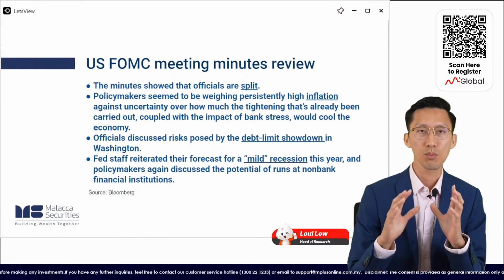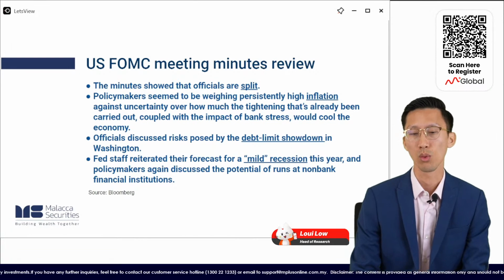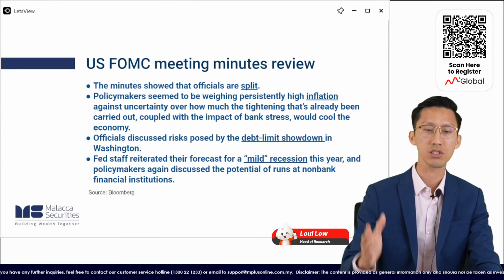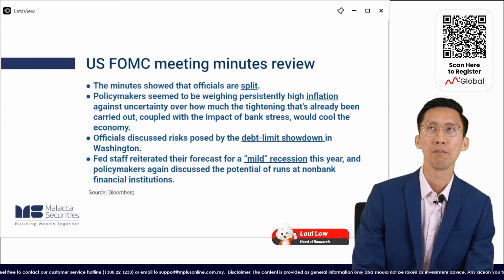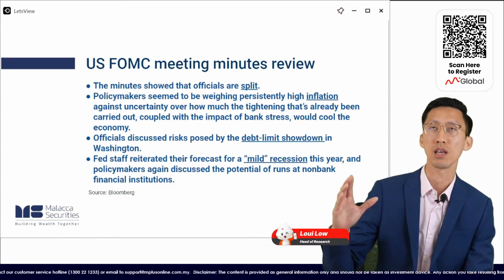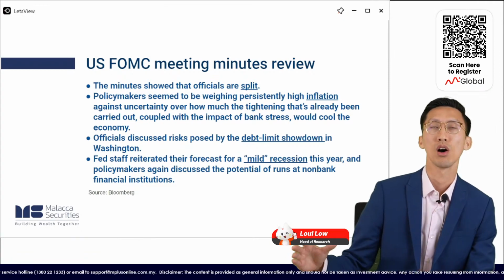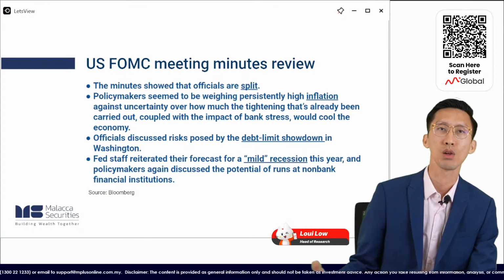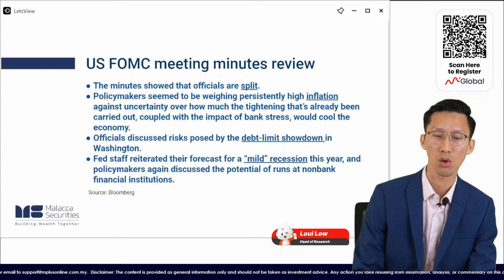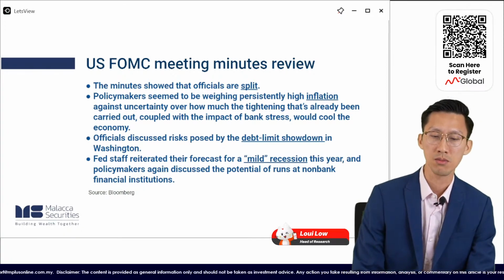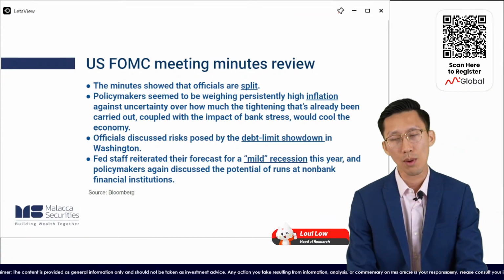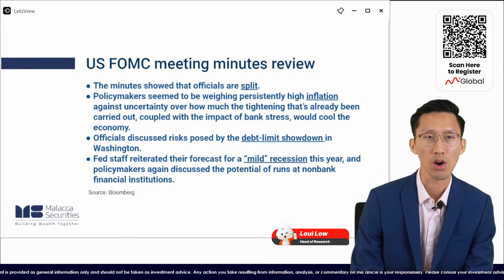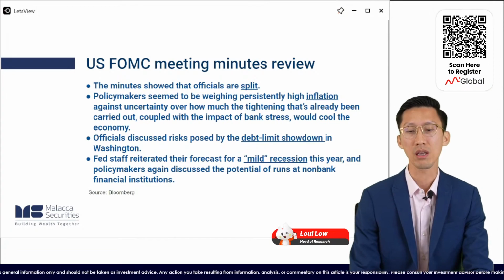So let me break it down for you based on what we can gather from Bloomberg. The minutes showed that officials are split, in the sense that there are more voices saying rate pause, and some are looking at a rate cut. Okay, so that is the whole idea here. Policymakers seem to be weighing persistently high inflation against uncertainty over how much the tightening that's already been carried out, coupled with the impact of the bank stress, would cool the economy.